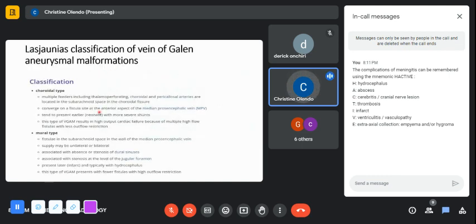We have a classification system of the vein of Galen aneurysm malformations. We have the choroidal type, which is more common in the neonates, and the mural type. I don't know if I should go through all of this or we just speak, Doc. Yeah, I think you can let your colleagues read it later on. Let's proceed.